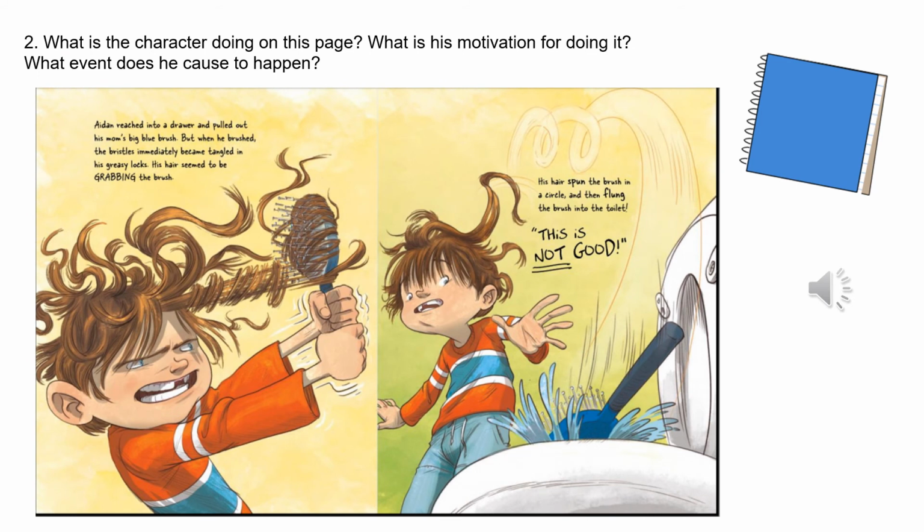Wow, so I know that we're still at the beginning of the book because we've met the characters, Aiden and his hair. We know the setting. He's in his bathroom in his home somewhere. And the problem has already presented itself. His hair is doing a whole lot and being messy, right? So here's my question about this page. It'll be number 2 in your notebook. What is the character doing on this page? What is his motivation for doing it? What event does he cause to happen? Take a moment and write your answers down.